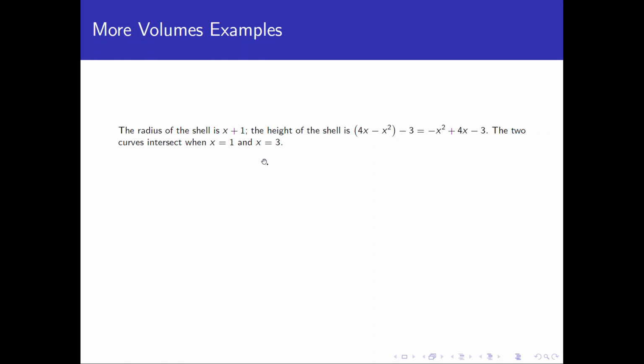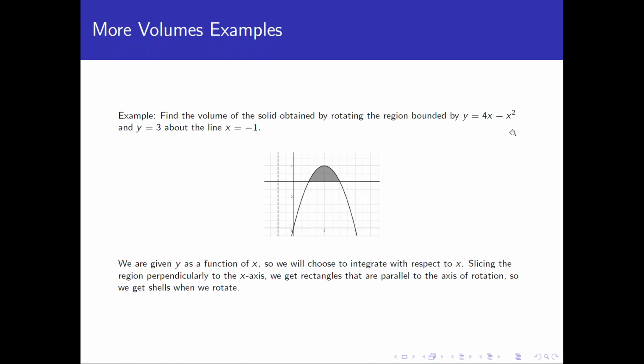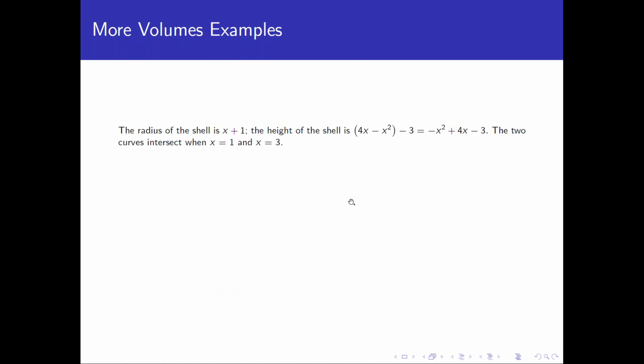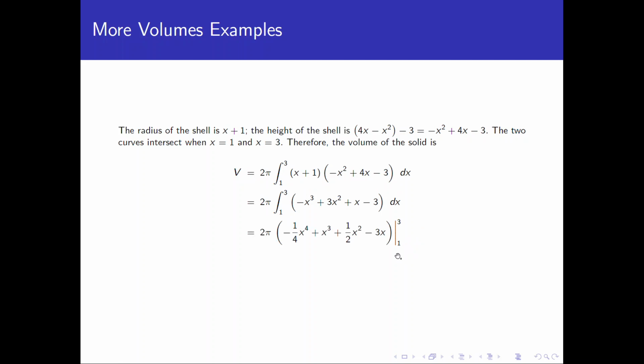Again, you can check for when these two curves intersect, be it 1 and 3. We can see it on the graph or just set them equal to each other. Volume of the solid then is going to be 2 pi, integral from 1 to 3, radius times height. Doing the integral, we'll distribute everything out. Anti-differentiate, plug in your endpoints and simplify and get 8 pi.